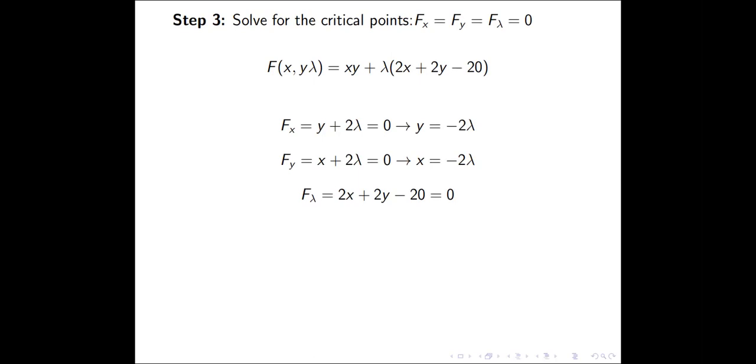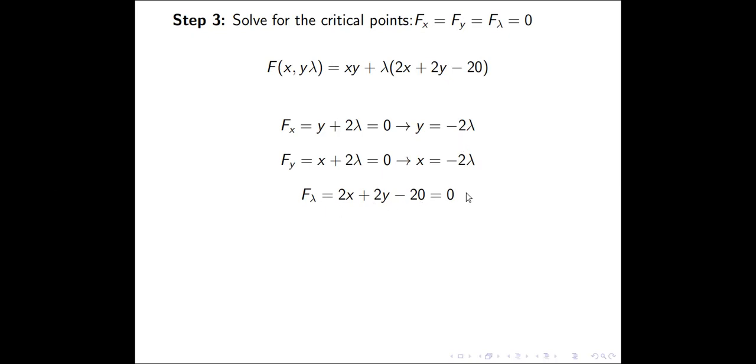Now you look at the system for a while. 3 equations in 3 unknowns. How do you solve for the critical points? Well, since we've already gotten x and y from the first 2, what we can do is plug into the x and y in the third, so that we will be solving for lambda. So I'll replace x by negative 2 lambda, y by negative 2 lambda.